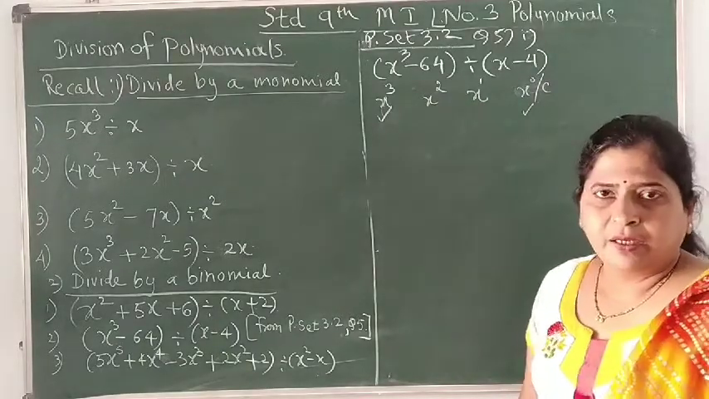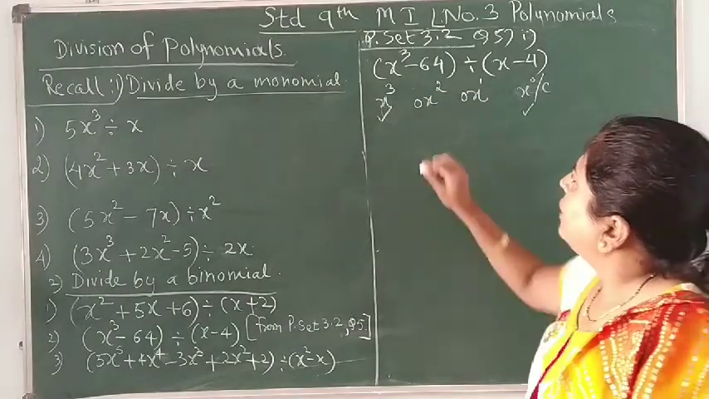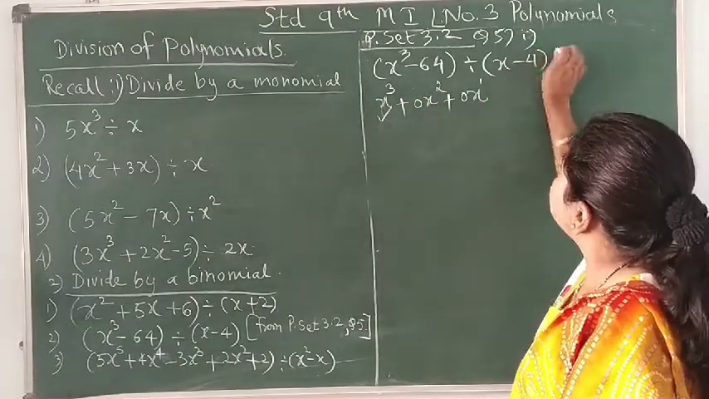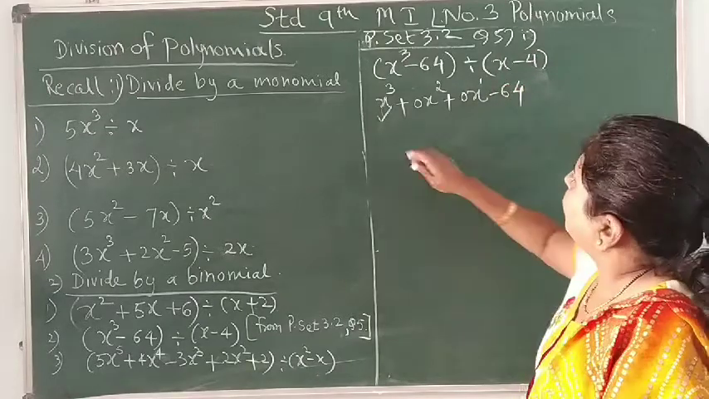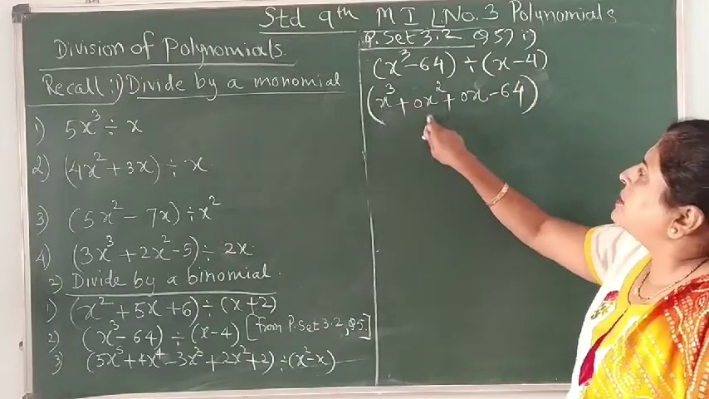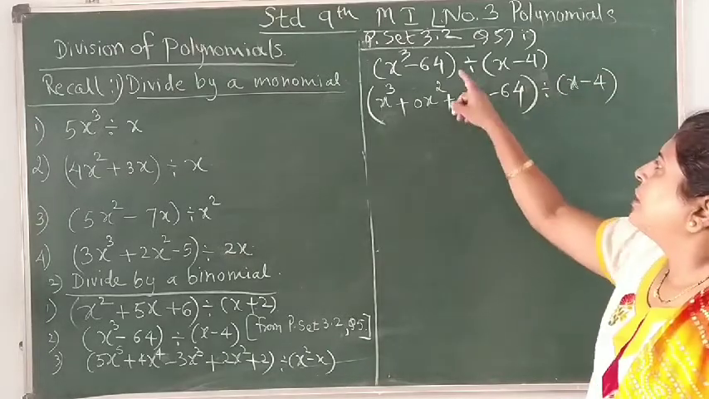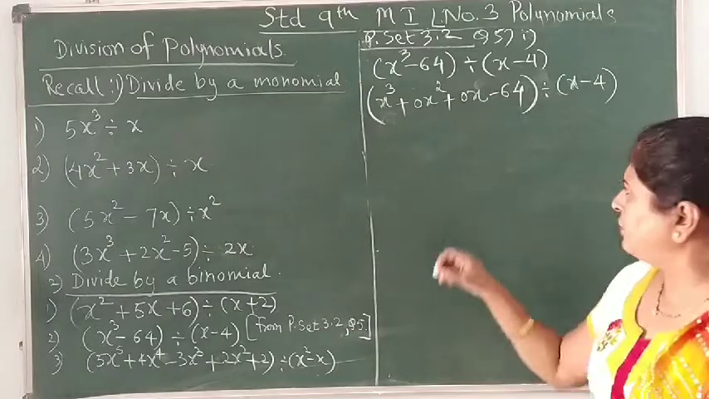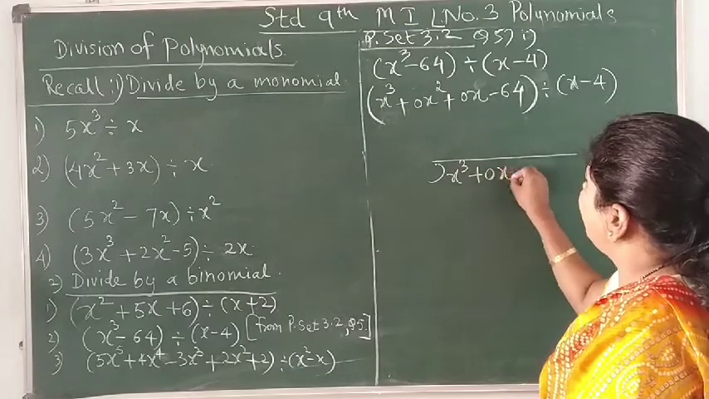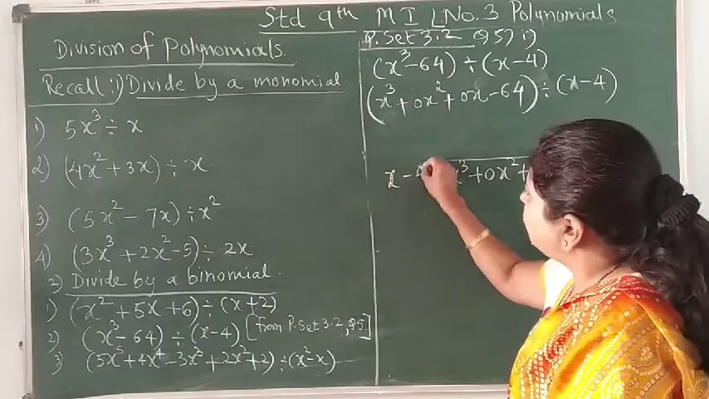So when we write the dividend, we will write it in the standard form with coefficient 0. So it is x cube plus 0x square plus 0x, and what is the constant here? It is minus 64. So this dividend we will write in this way: x cube plus 0x square plus 0x minus 64, divided by x minus 4. This is the standard form of the given dividend which we have to write in this division process here.